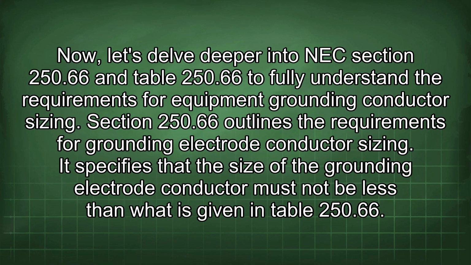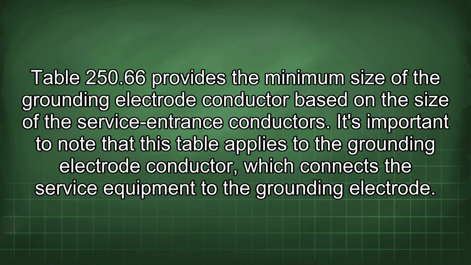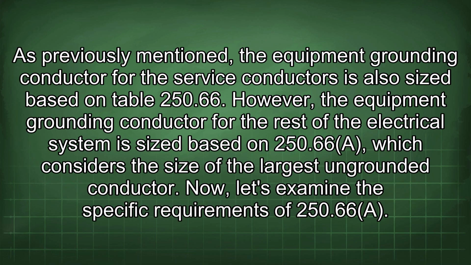Now, let's delve deeper into NEC Section 250.66 and Table 250.66 to fully understand the requirements for equipment grounding conductor sizing. Section 250.66 outlines the requirements for grounding electrode conductor sizing. It specifies that the size of the grounding electrode conductor must not be less than what is given in Table 250.66. Table 250.66 provides the minimum size of the grounding electrode conductor based on the size of the service entrance conductors. It's important to note that this table applies to the grounding electrode conductor, which connects the service equipment to the grounding electrode. As previously mentioned, the equipment grounding conductor for the service conductors is also sized based on Table 250.66. However, the equipment grounding conductor for the rest of the electrical system is sized based on 250.66(A), which considers the size of the largest ungrounded conductor.